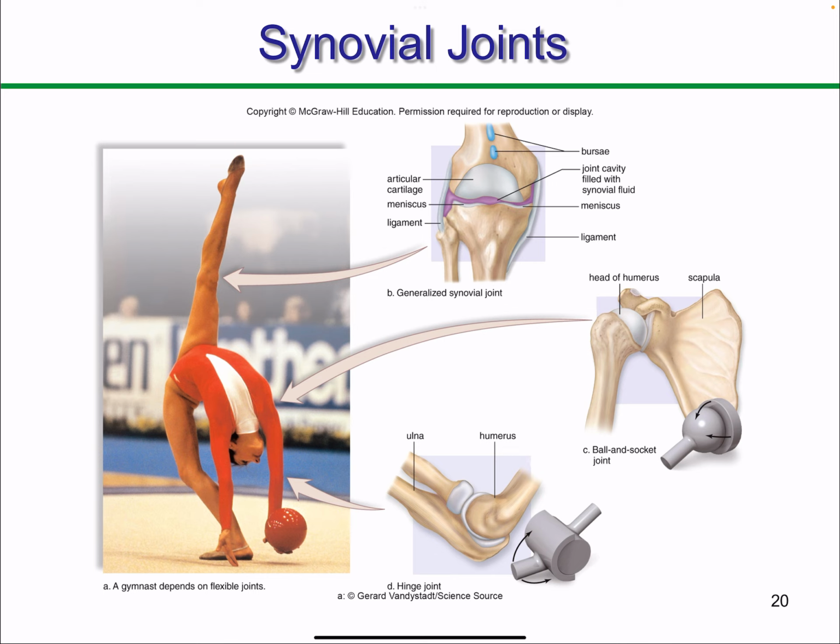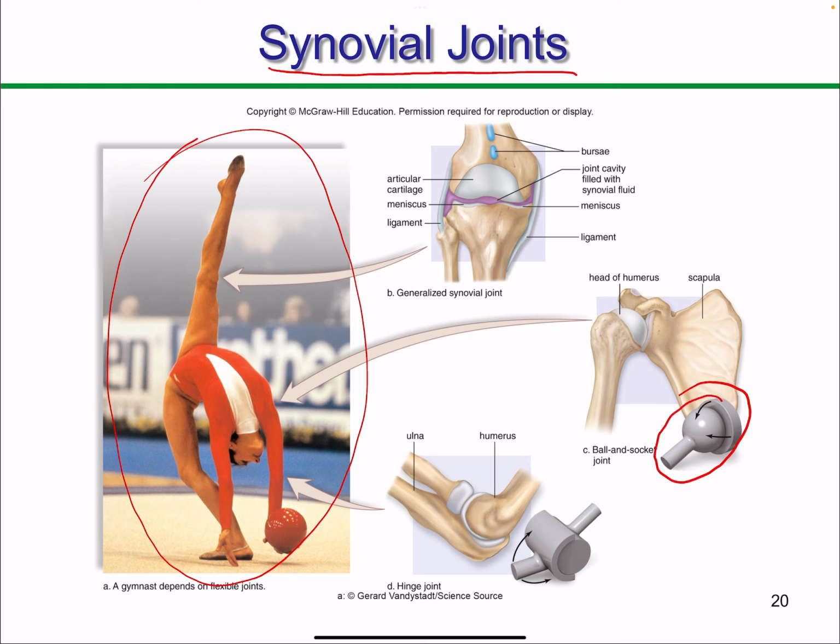Now, the joints that allow most of the movement are the synovial joints. Okay? When you consider this athlete, for instance, doing all this movement, it's because of the synovial joints. Without the synovial joints, forget about all these movements, right? You have some joints that are, for instance, in this particular case right here, the ball and socket joint. That's the type of joint that you are going to find making up the shoulder, right? Another type of ball and socket joint is the joint between the femur and the hip bone, right?